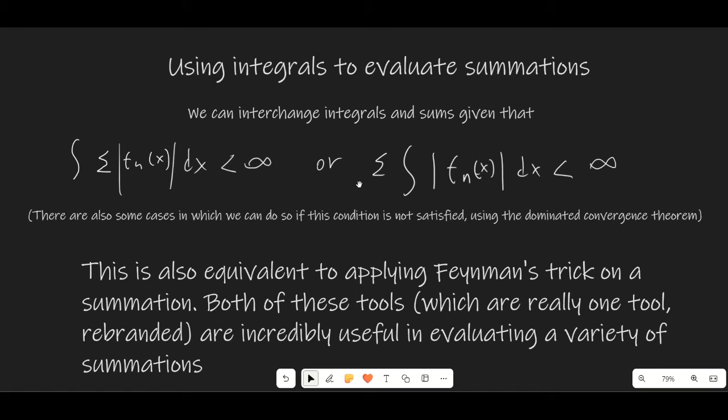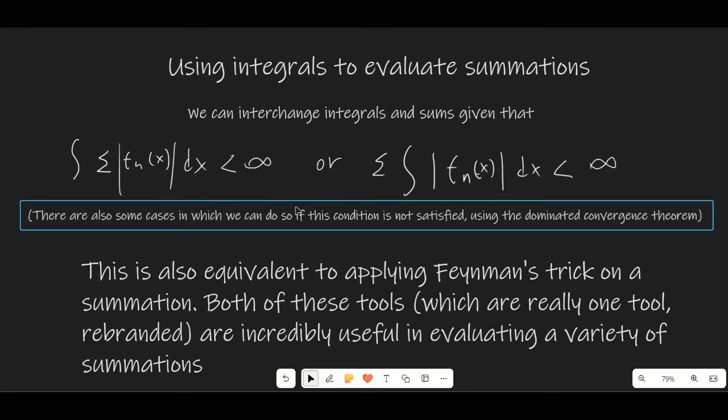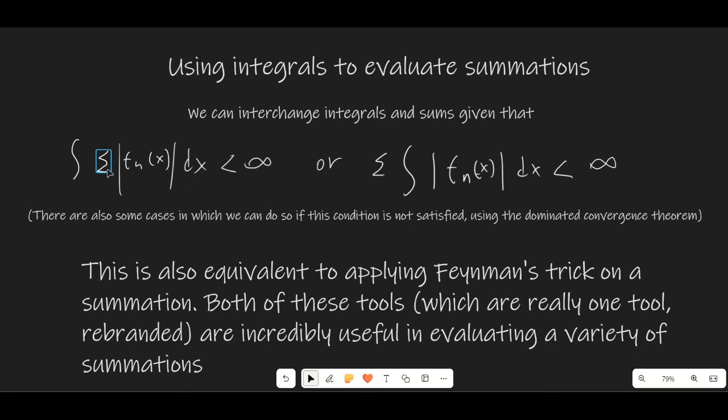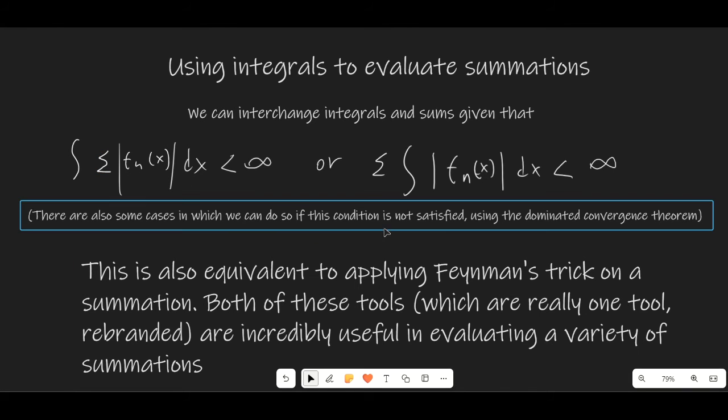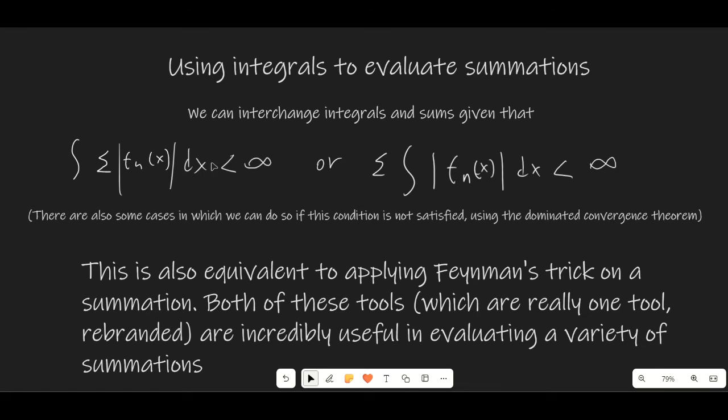There are also many cases in which we can interchange the integral sign and the summation sign, even if this condition isn't satisfied, using what's called the dominated convergence theorem. So, in general, we're going to be able to make this switch whether or not this condition is satisfied, but it's always good to check just to be sure that you're not doing anything that you'll regret later when you find out that your sum actually wasn't equivalent and you just wasted a ton of time.